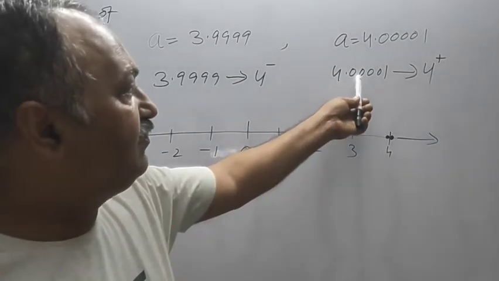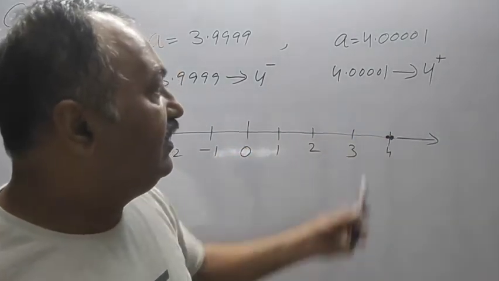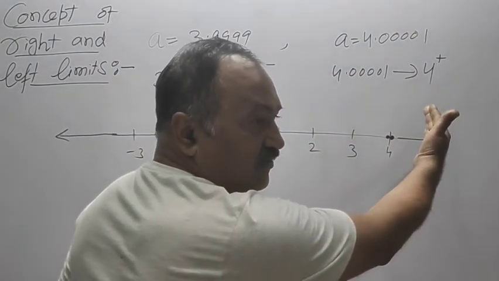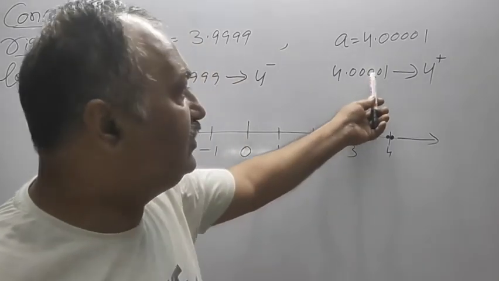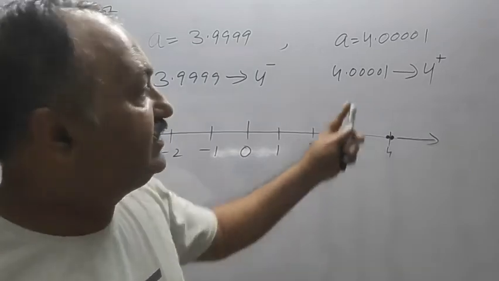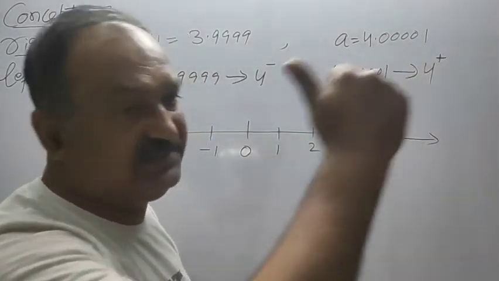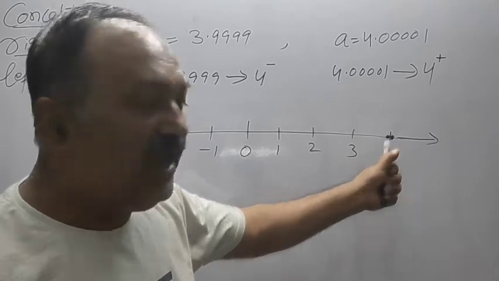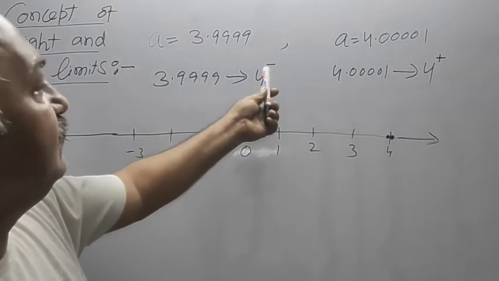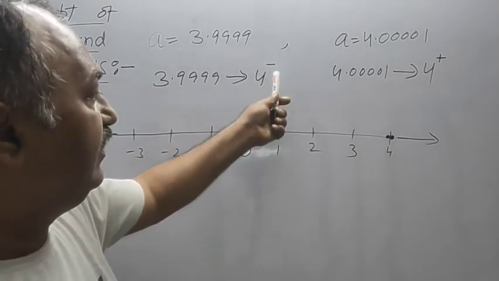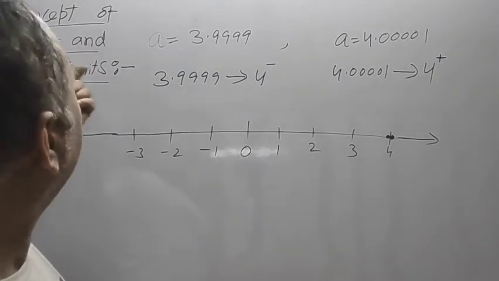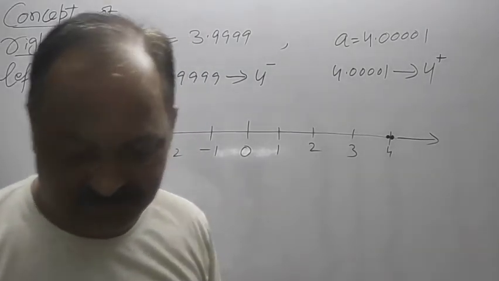And similarly 4.000001 also approaches to 4 plus, but from the right of the digit 4. 4.0001 is not equal to 4, but it approaches to 4. Its limit is 4 from the right side of the number line. And similarly 3.9999 approaches to 4 from the left of the digit 4. This is the concept of right and left limits.